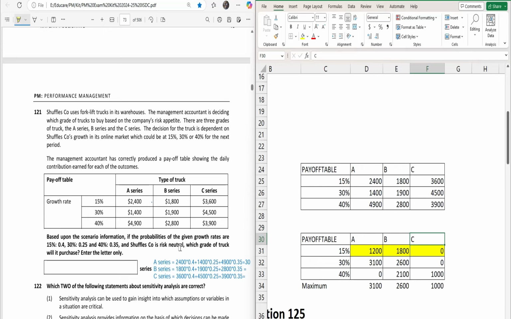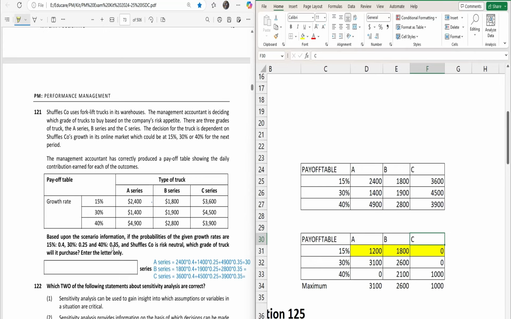And how can we figure out whether it's a probability or a simple percentage? Just add these probability figures. They should equal 1 or 100%. So if you add 0.4, 0.25, and 0.35, it will equal 1. So that means it's the probability. By using that, we need to calculate the expected value.